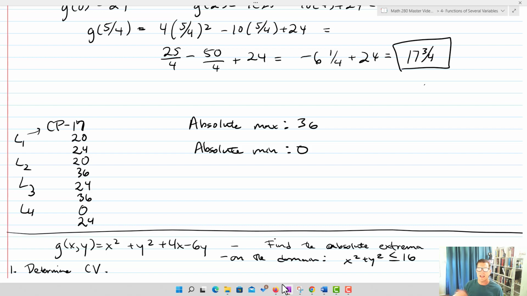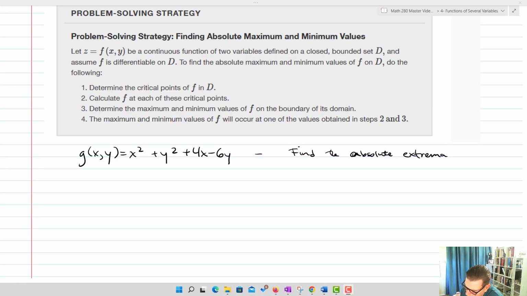In the next piece, we're going to do an example where we do this reparametrization, but we're only going to have a single reparametrization. We're going to utilize this problem-solving strategy. The function is g of x, y equals x squared plus y squared plus 4x minus 6y. First, we want to determine the critical values.